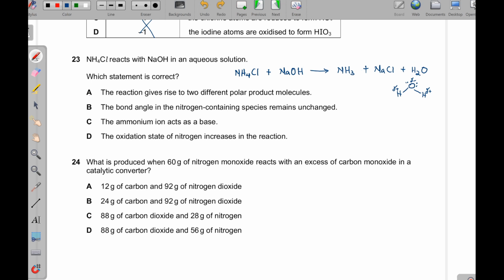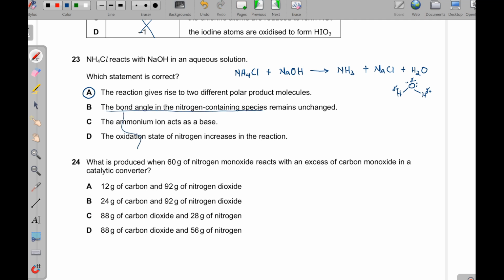So we shall therefore get A. That is actually why this ammonia here can dissolve in water. Water is polar, so this one also has to be polar. You get that? Okay. Then the bond angle in the nitrogen containing species.